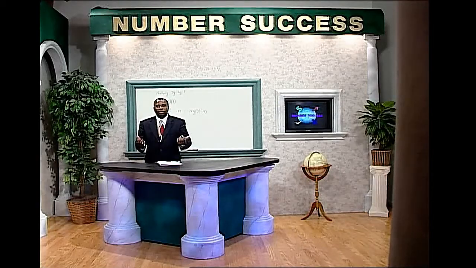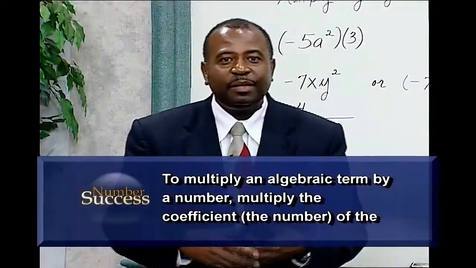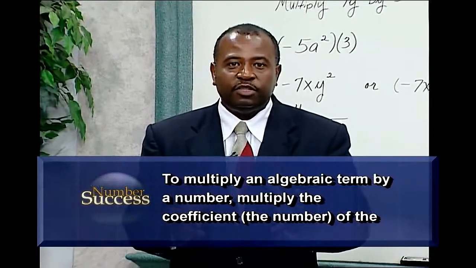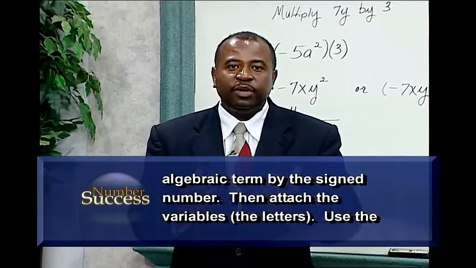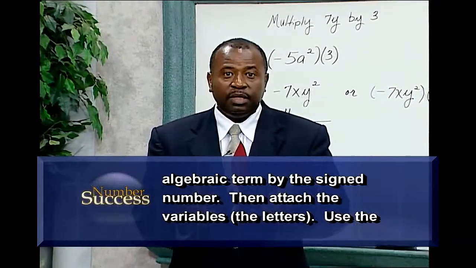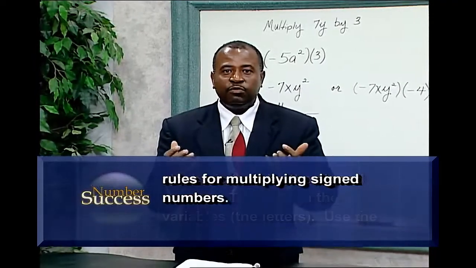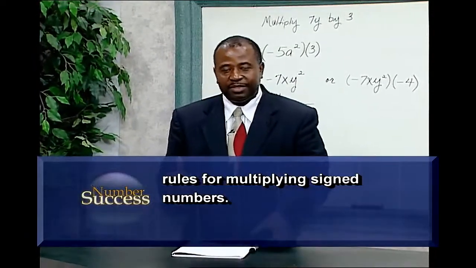Multiplying algebraic terms by a number. To multiply an algebraic term by a number, multiply the coefficient, the number, of the algebraic term by the signed number. Then attach the variables, the letters. Use the rules for multiplying signed numbers.